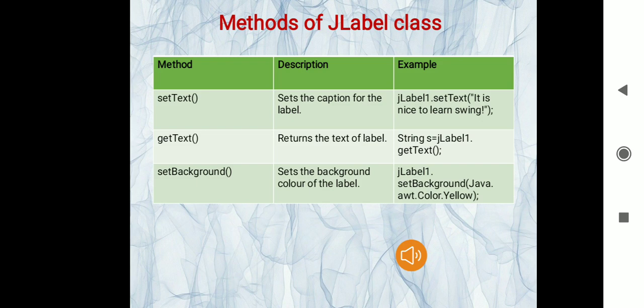The third commonly used method of the JLabel class is setBackground, which sets the background color of the label. Now, if you wish to set the background color of the label as yellow, simply type the Java statement as JLabel.setBackground, then within brackets write java.awt.Color.yellow.